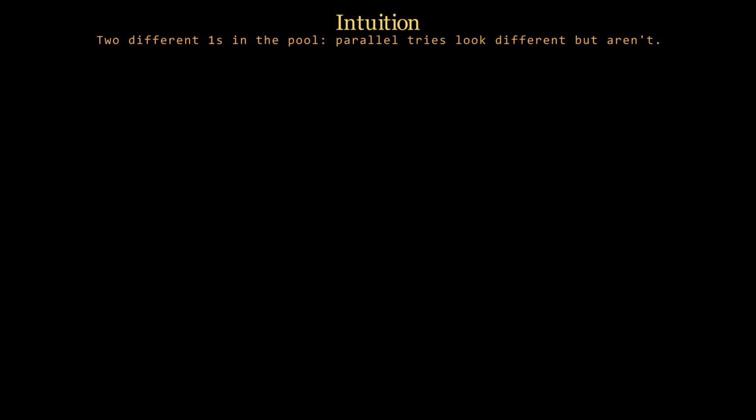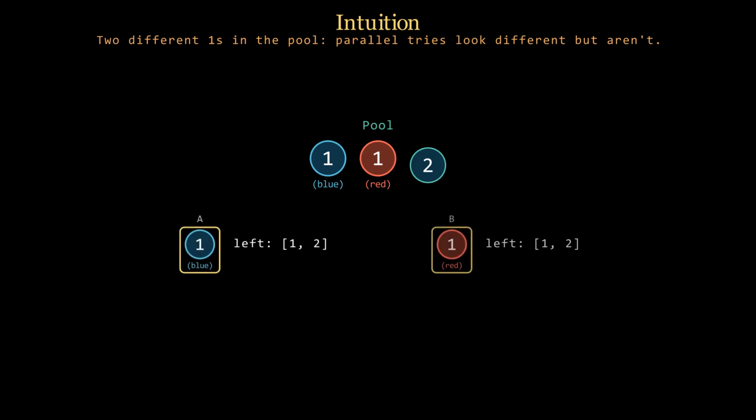Picture the two ones as labeled copies, blue and red, with a 2 in the pool. Timeline A picks blue for the first slot, leaving red and 2. Timeline B picks red first, leaving blue and 2. If we chase both, we build the same multiset twice, 1, 1, 2, twice. That is duplicate work.